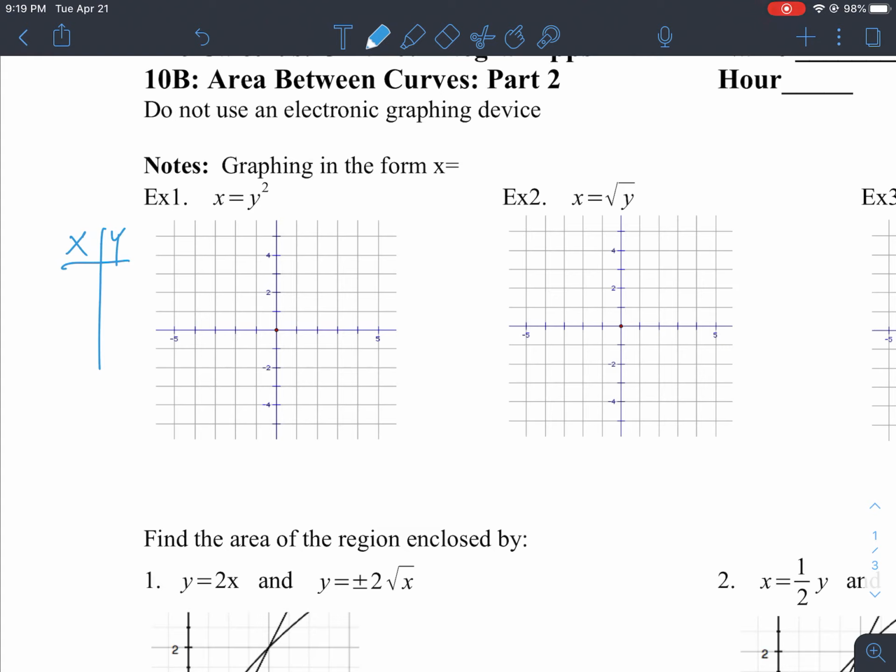All right, let's plug in our inputs. We'll plug in things for y and see what we get for x, and then graph them. Let's put in -2. -2 squared is 4. Let's plug in -1. -1 squared is 1. 0 squared is 0. 1 squared is 1. And 2 squared is 4. So we get (4, -2), (1, -1), (0, 0), (1, 1), and (4, 2). Holy cow! It is a sideways parabola.